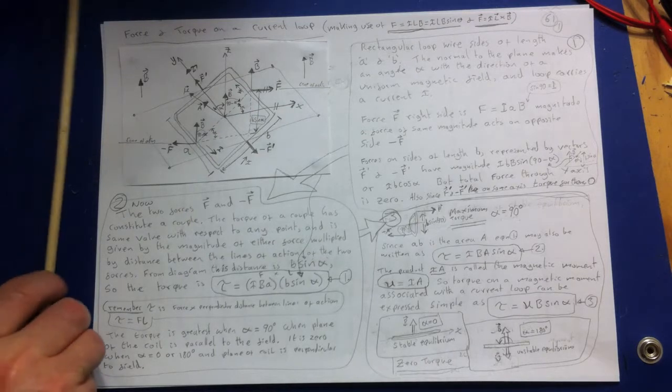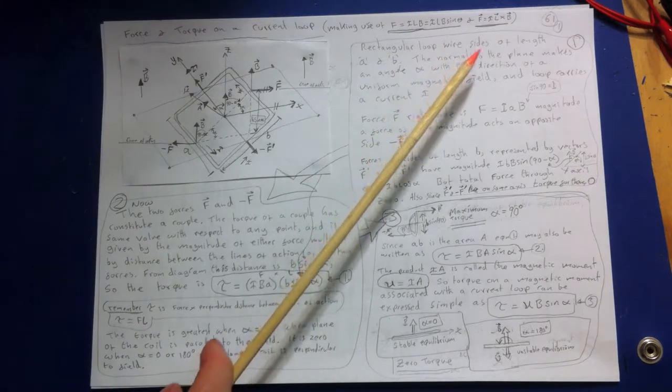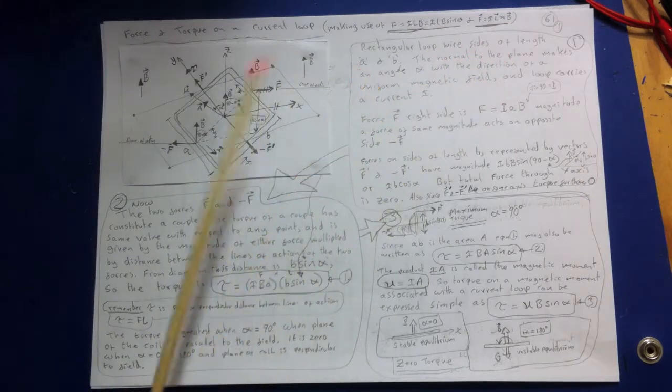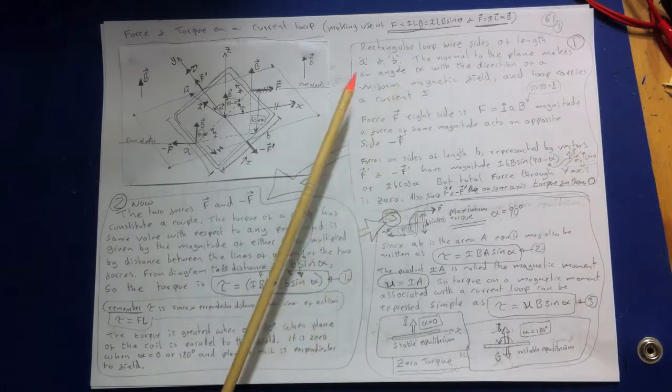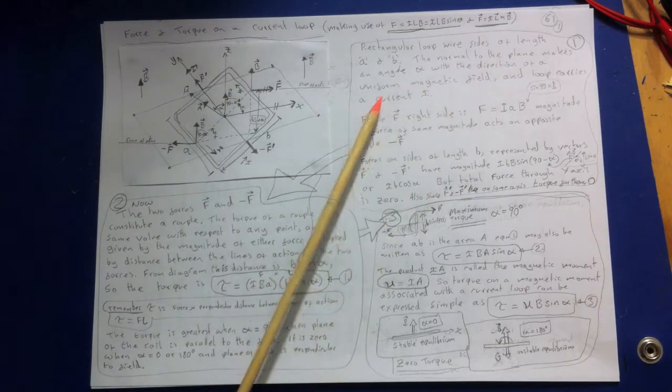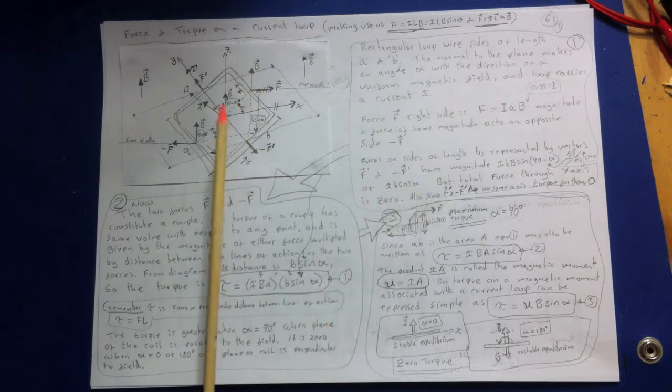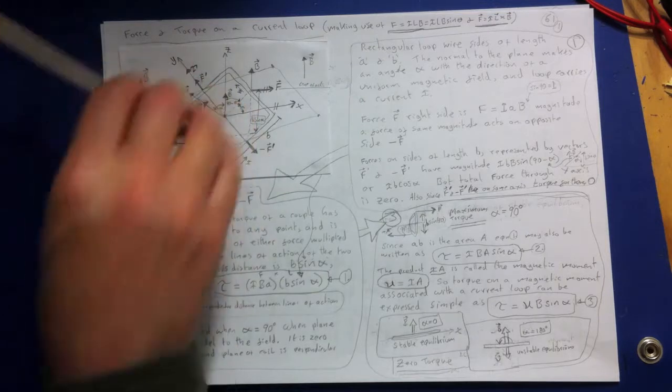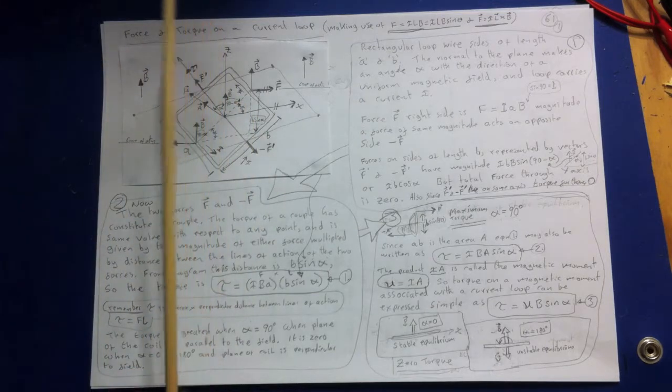This rectangular loop of wire has sides of length A and B. There's B and there's A. The normal of the plane makes an angle alpha with the direction of a uniform magnetic field. So there's the uniform magnetic field going up. That's the angle alpha between the unit normal and this B field going up.